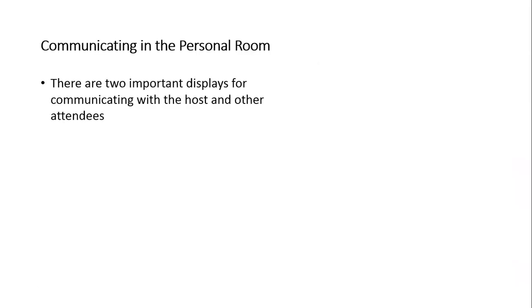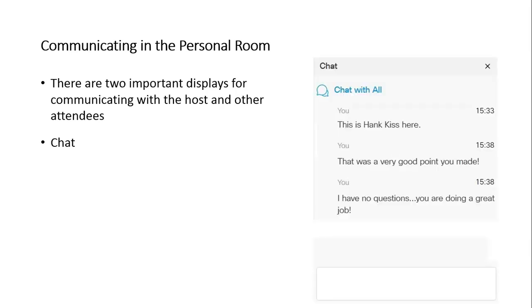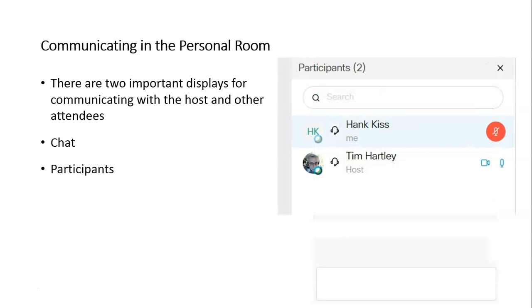There are two important displays for communicating with the host and other attendees. There's the chat, which allows us to send text messages or chat messages to all attendees at once, or something interesting is, as a presenter or host, I can select an individual and direct the message to that individual only. The participants window. In the participants window, you'll see information about you as the host or presenter, but you'll also see information about other folks who are in attendance.